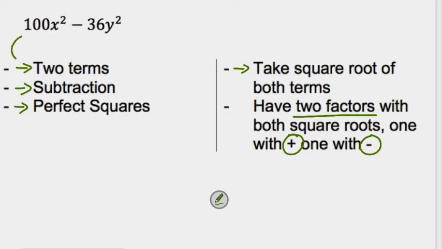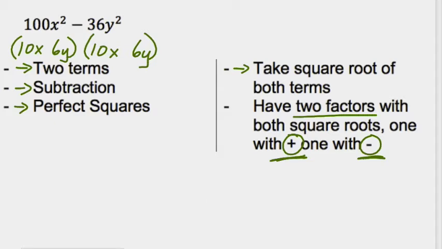So let's see. I'm going to set it up. Well, square root of 100 is 10, so they both have 10. Square root of x squared is x, so they both have x. Square root of 36 is 6, so they both have 6. Square root of y squared is y, so they both have y. Now I just really need to keep in mind this part. One has to have addition, one has to have subtraction. So addition, subtraction. It doesn't matter if you put subtraction first and addition second because they're being multiplied together.